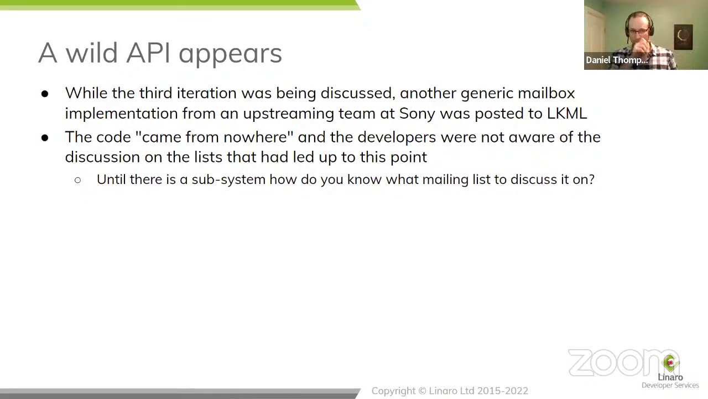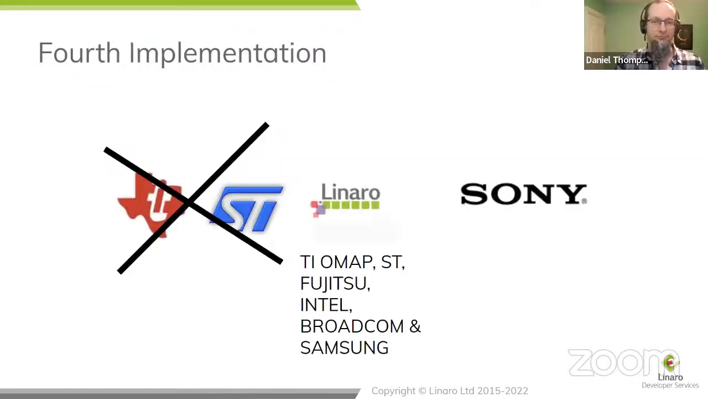Until there is a subsystem, you don't have a mailing list. Until there's a mailing list, finding other people working on the same space can be difficult. I mean, there are certain types of crafted search you could do. But ultimately, the Sony team was unaware of the work by Fujitsu and others. And vice versa. So the new Sony stuff landed on the mailing list.